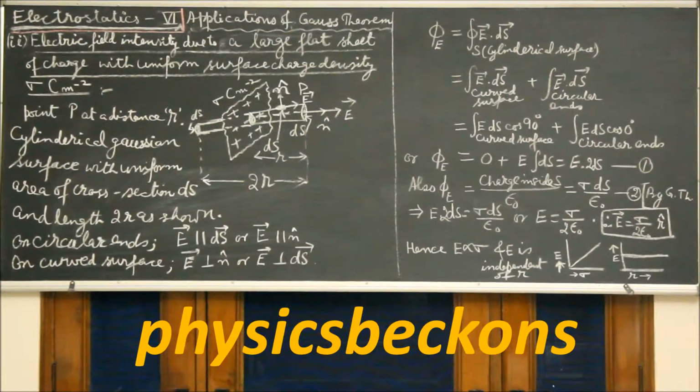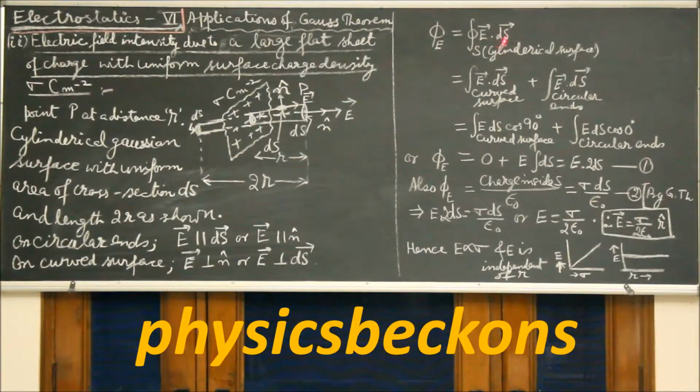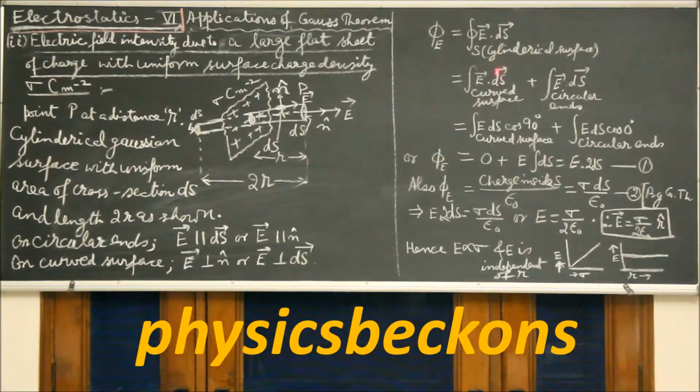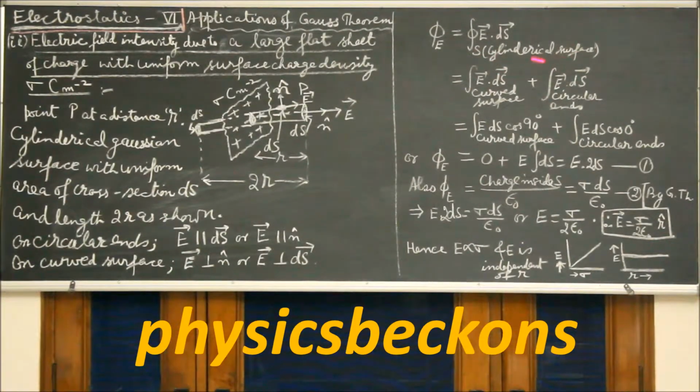Now as usual, we will find the flux in two different ways, by integration and by Gauss theorem. First, by integration, flux phi E is the integral of E dot ds over the entire cylindrical surface S. This circle on the integral shows that it is a closed surface. This integral we can divide into two parts, the curved surface separately and the circular ends separately.